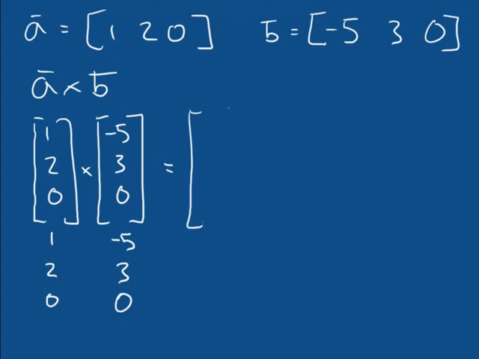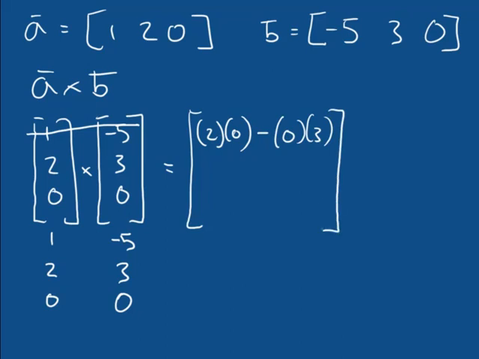I know my result is going to have 3 components, and for the first component I take the first row of numbers and I put a cross through it because I'm interested in the next 2 rows of numbers directly beneath that. And for that, I'm going to take top left multiplied by bottom right. So that's going to give me 2 multiplied by 0, and subtract bottom left multiplied by top right. So that's top left multiplied by bottom right, subtract bottom left multiplied by top right. So that's 2 multiplied by 0 minus 0 multiplied by 3. So that's the first component of my result.